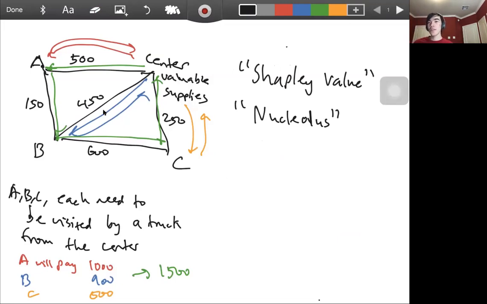Since I don't have time to go over these, I'm going to challenge you all. You should think about this problem on your own. How do you think each city should pay? How much do you think each city should pay for the truck that's driving? And after you've thought this through, you should search up Shapley value and nucleolus. It's pretty cool.